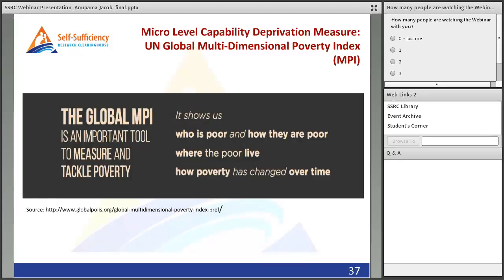So the global MPI can be used for comparisons both across countries and regions of the world, as well as within countries by ethnic group, by urban or rural location, or other key household and community characteristics. So it provides information not only on the percent of people that are poor, but also on how they are poor, where they live, and can also be used to see how poverty has changed over time. And the MPI methodology is, in fact, being adapted to generate national multidimensional poverty measures in various countries using indicators that are relevant to the country's local policy context.